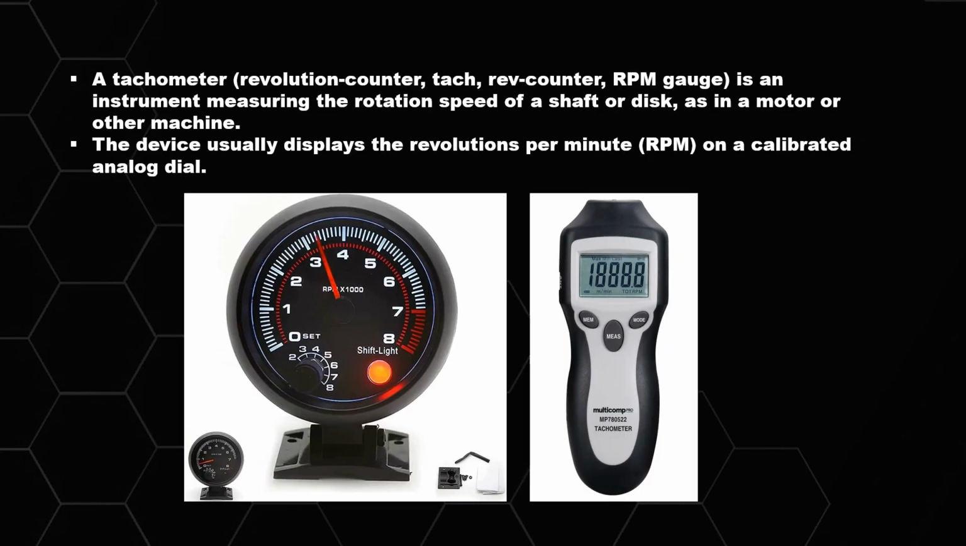Next instrument is tachometer, which is also called revolution counter, tach, rev counter or RPM gauge. It is an instrument used to measure rotational speed of a shaft or a disc as in a motor or other machine. The device usually displays revolutions per minute, that is RPM, on a calibrated analog dial. It looks like this. It is like a gauge that is present on a particular shaft to measure the rotational speed, or nowadays we have a digital one which looks like this. So tachometer is used to measure rotational speed, RPM.